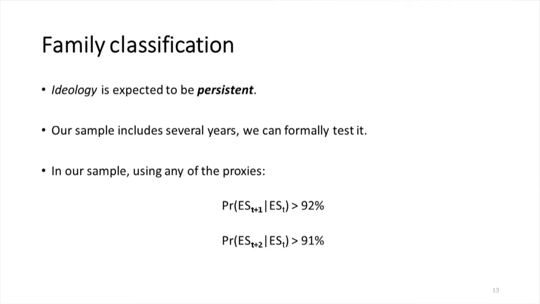Now, ideology is expected to be persistent, right? You don't change your mind from one period to the other. Because we have several years in our sample, we can actually test that, which is different from Bolton. They only have 1 year. And what we find is that using either of our proxies, ideology is highly persistent. So if you are classified as ES in year T, you have a 90% chance of being classified as ES in T+1, and similar in T+2, which is good because it gives some reliability to our proxy.